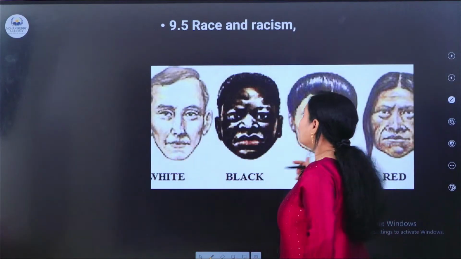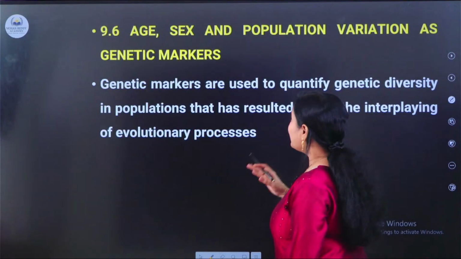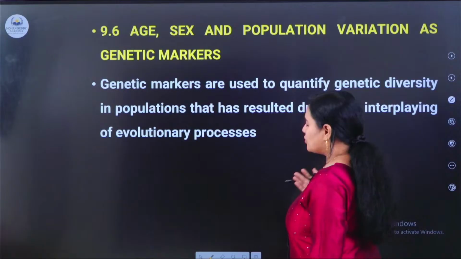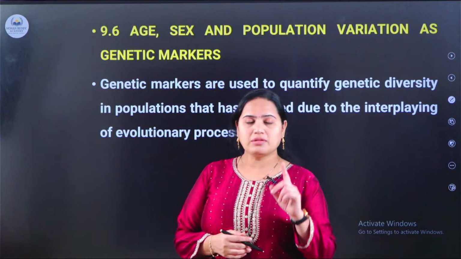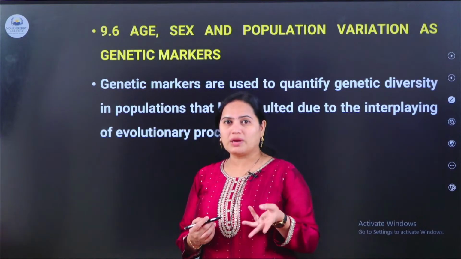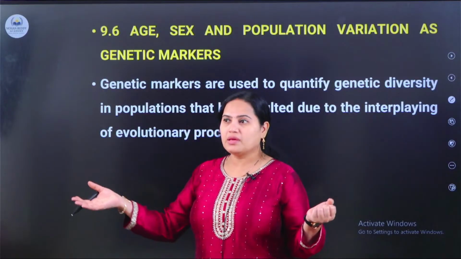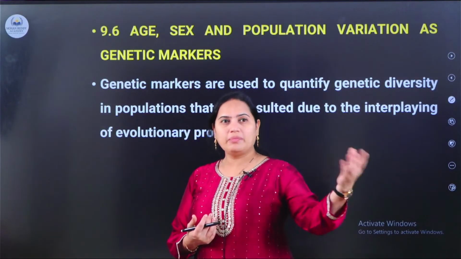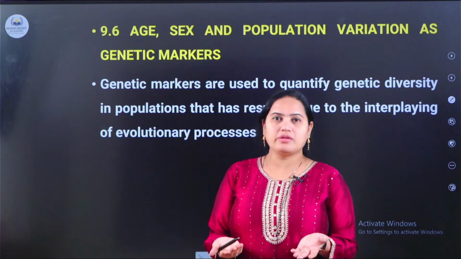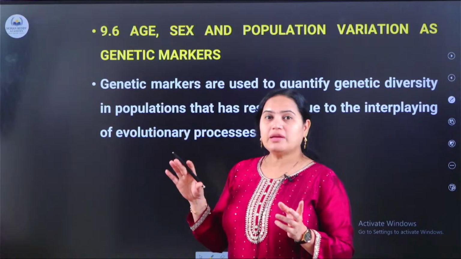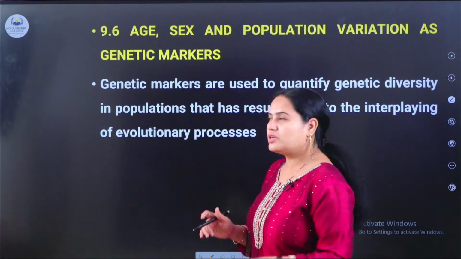9.5 talks about the race and racism topics. And 9.6 talks about the age, sex, population variation as the genetic markers. There are many genetic markers. For an example, I will cite you one single thing, that is ABO blood group. Some people will inherit A blood group, some people B, some people O, some people AB. My blood group is O negative, which I have inherited from my father. So we will study about the various genetic markers which are present in the population and the variation.